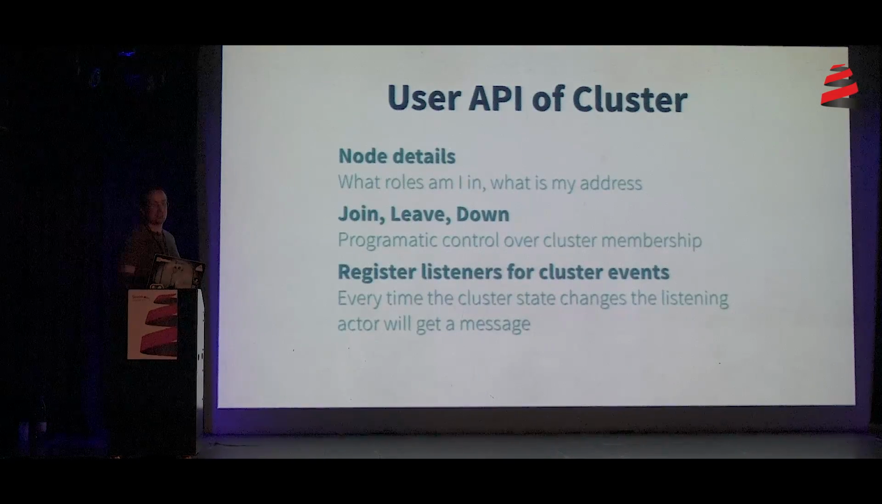Pretty much the entire user API of the cluster itself is a little bit about the node details, like you can see what is my address in the cluster, what is my view of the state in the cluster, and then you can do some imperative things: I want to leave the cluster, I want to join the cluster before I'm in it, I want to down another node and say that it's not available anymore, or myself.